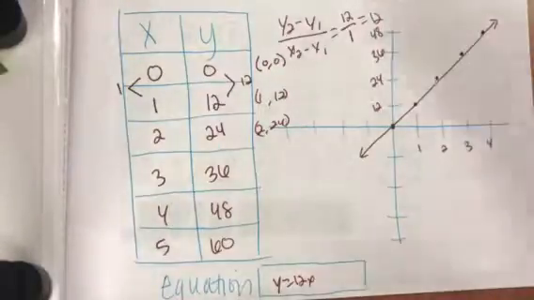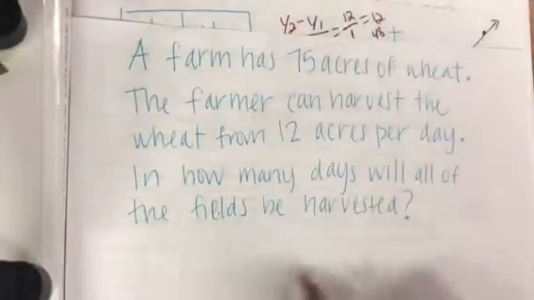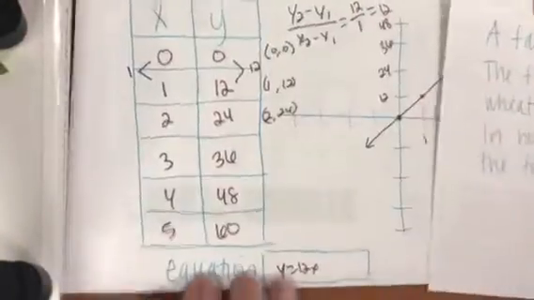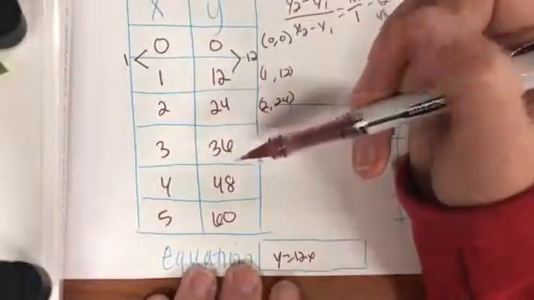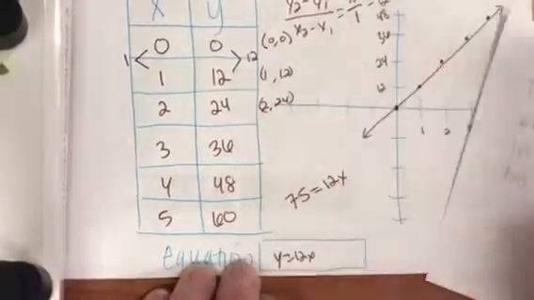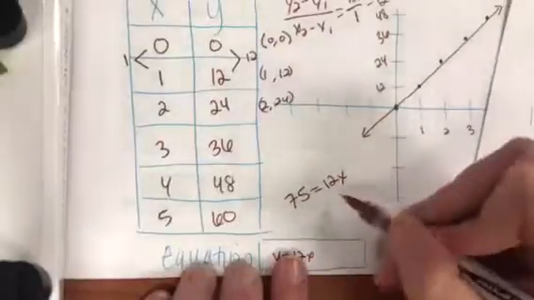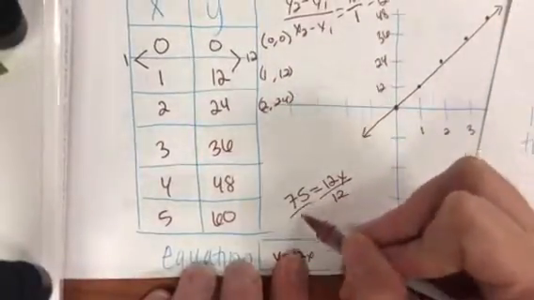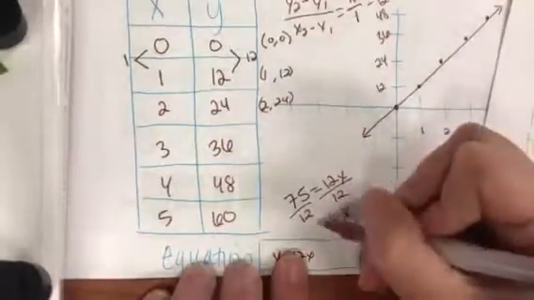And so you're right, we haven't answered the question. The question is, if he has 75 acres, how long until all of them will be harvested? So basically, we know we want y to be all 75 acres. Right. So I'm going to go 75 equals 12x. Did I just create an equation? You sure did. Yes, I love doing that. Now all I have to do is divide by 12. Divide by 12, x equals? 6. Yes, 6.